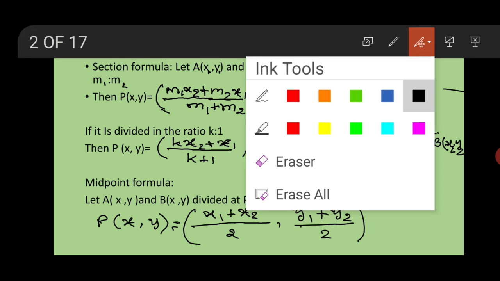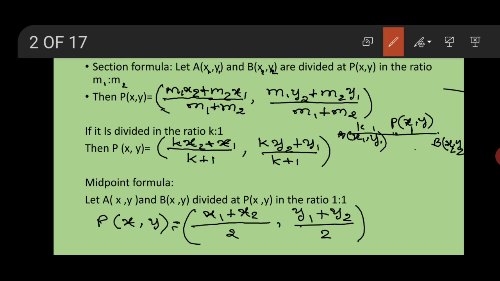See here, I will take new points A and B. You know the coordinates of point A, it is x1, y1 and B is x2, y2. The point P, now the point P is in between the 2 points A and B. Take it as a coordinates of P is x, y. So, m1 is here 1 and m2 also 1, means they are equally divided. That is midpoint formula.